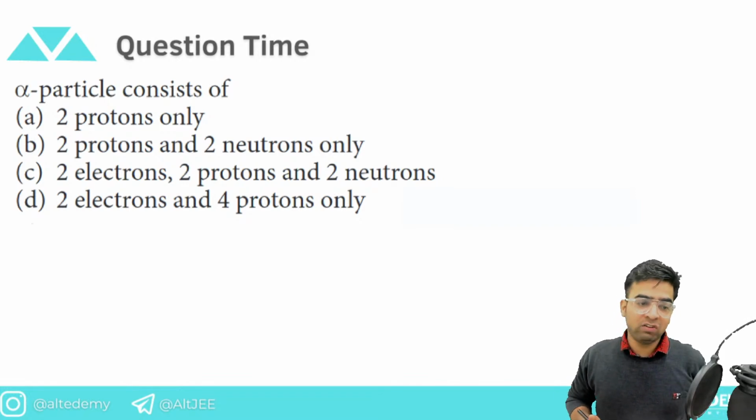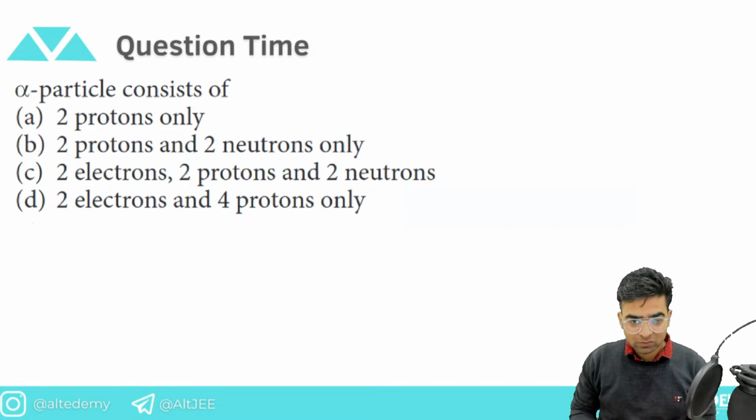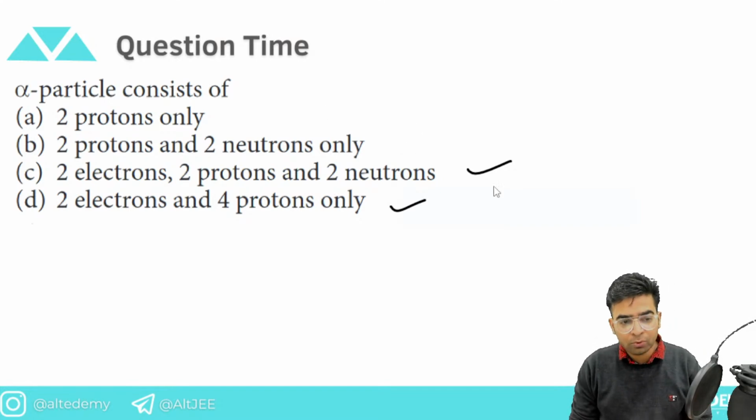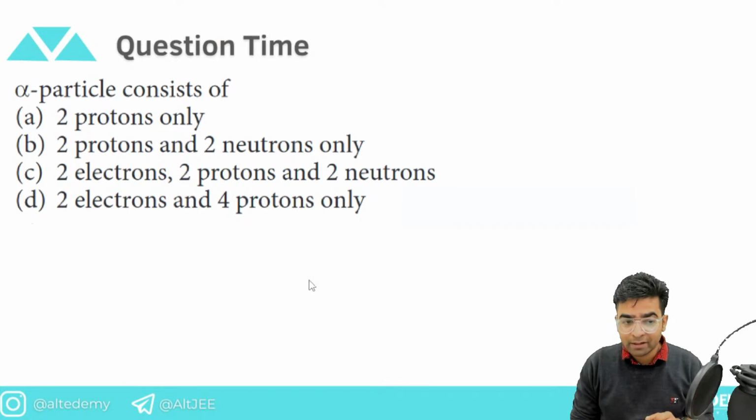Alpha particle consists of two protons only, or two protons and two neutrons only, two electrons, two protons and two neutrons, or two electrons and four protons only. What is the right option? What will be the answer? The answer will be two protons and two neutrons only.